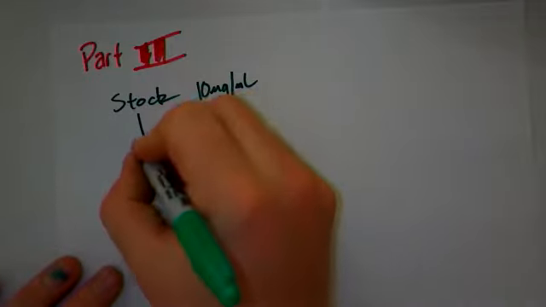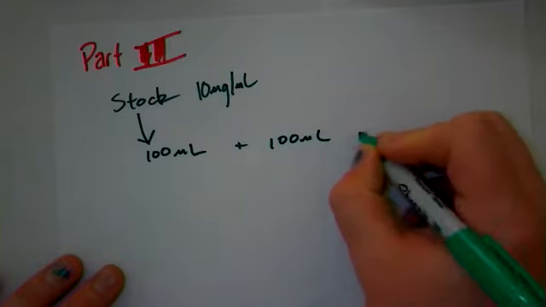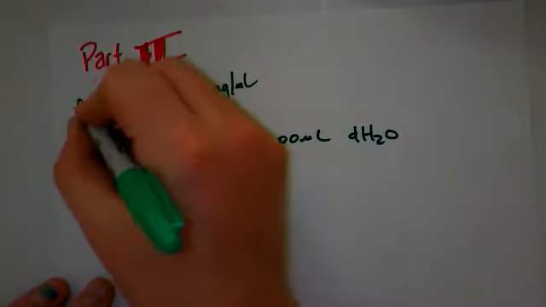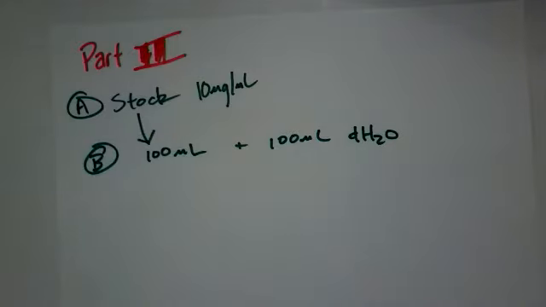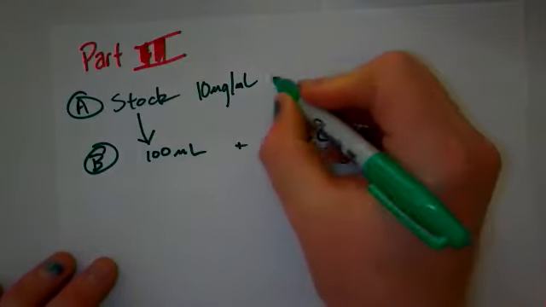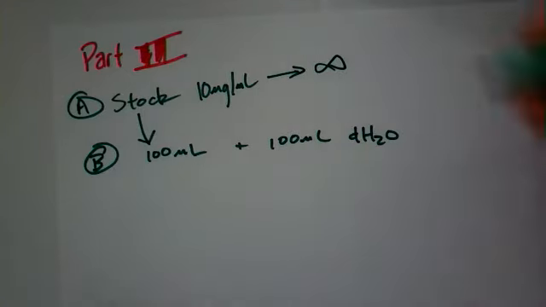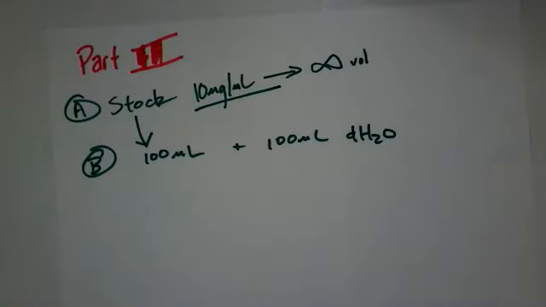Now, I posted a video where I showed basically how to make different serial solutions, where I took, let's say, 100 microliters from the stock and added to that 100 microliters of DH2O. So whenever I look at my stock, which I'm going to label A, and my dilution number 1, which I'm labeling as B, I'm going to say my stock sample has an infinite volume, but I have a fixed concentration of 10 micrograms per microliter.